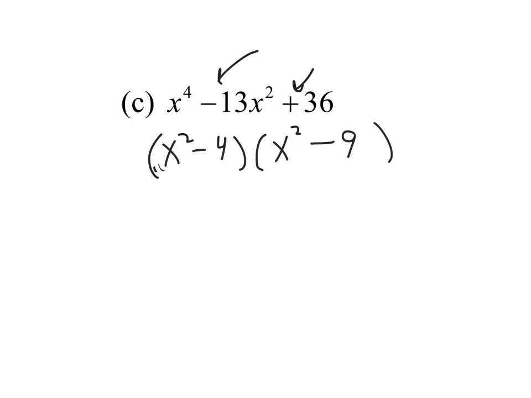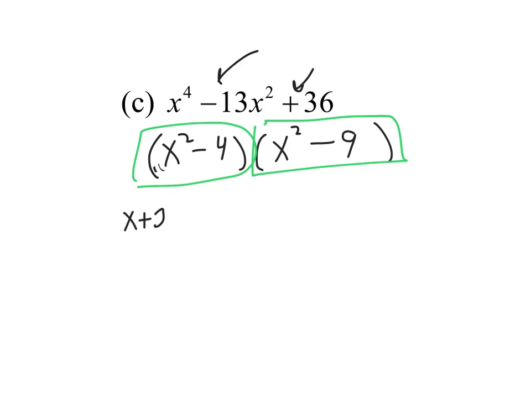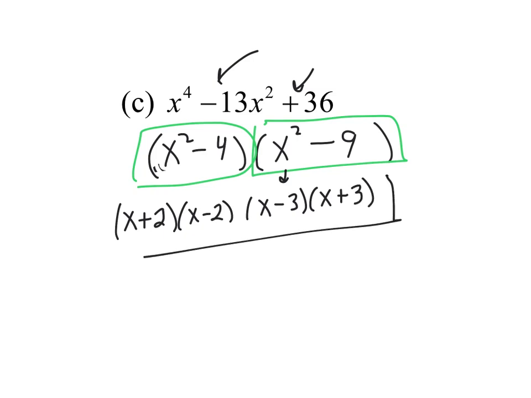When we have this, I need you to recognize both of these are difference of two squares. So we factor this as the root plus root, root minus root. Over here, it's root minus root, root plus root. Either way, as long as you're subtracting and adding the roots alternatively, you're going to get the right answer. And this is the correct answer right here.